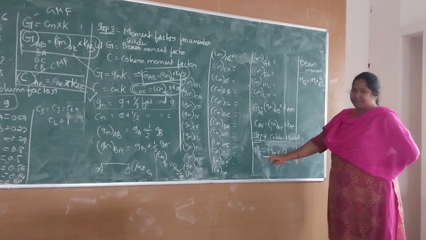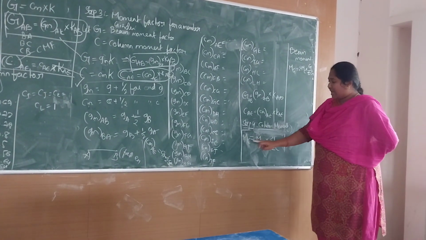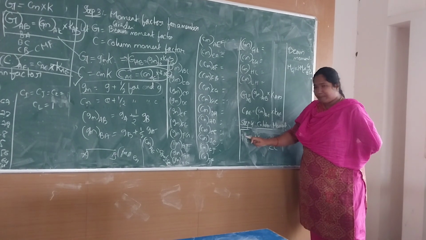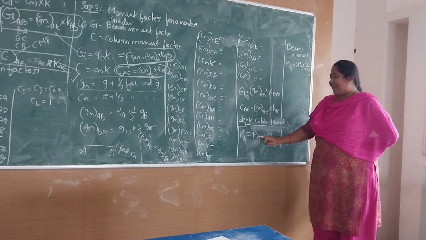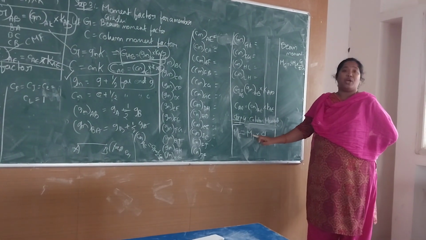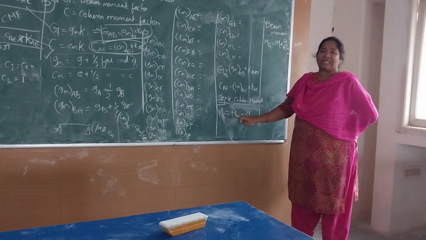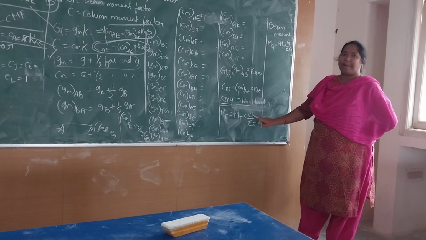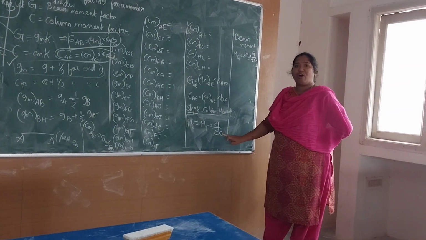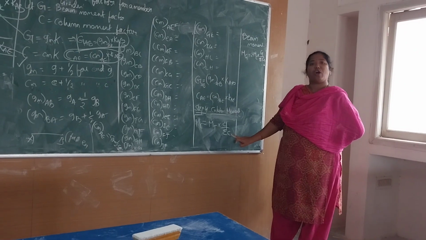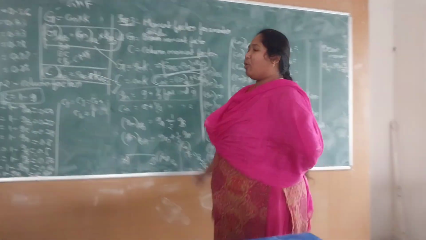The formula for MC is equal to MT into C by sum of C. MC means column movement. M indicates movement, C indicates column. MT is nothing but total movement of a particular floor, into capital C, which is the column movement factor, divided by the sum of column movement factors of that floor. So this is the formula to be used to calculate column movements.